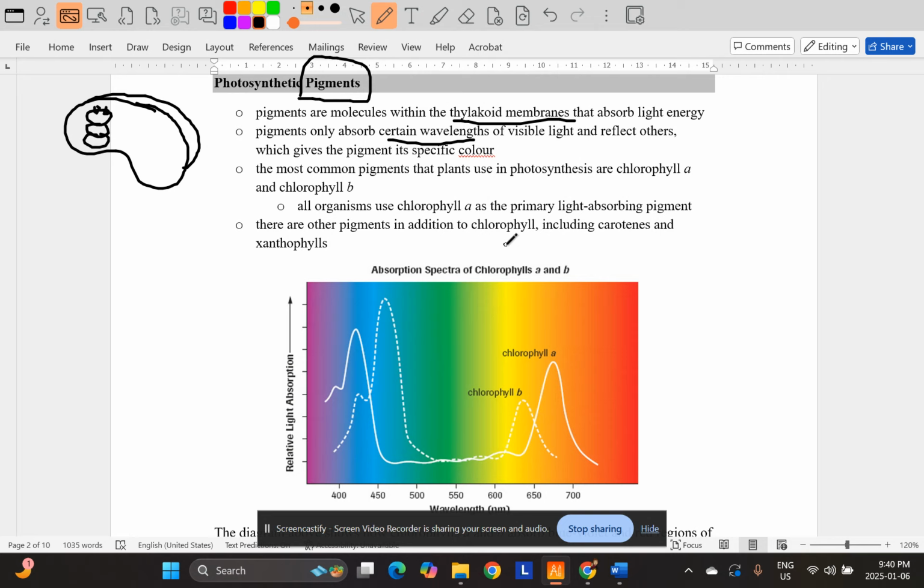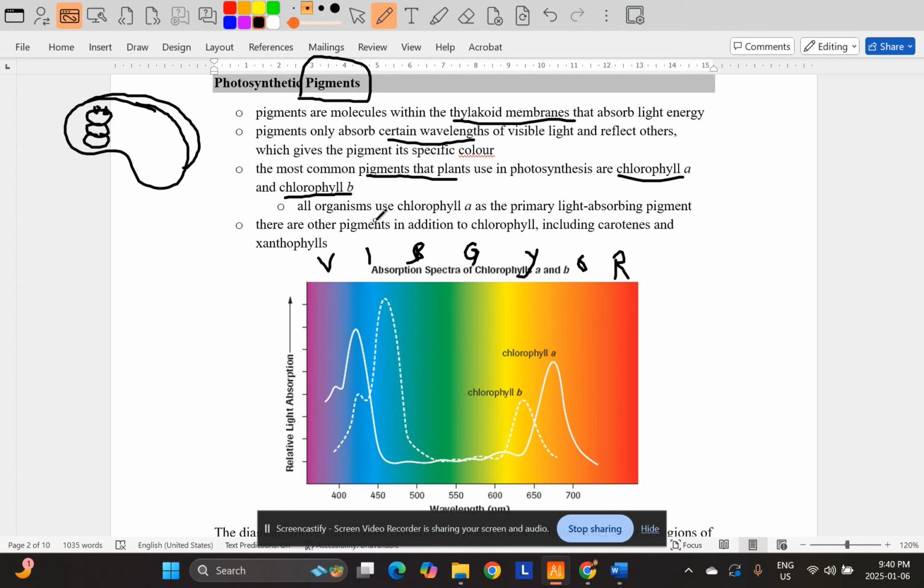So how many of you remember when you learned about the colors of the rainbow, it was Roy G. Biv. So here's red, orange, yellow, green, blue, indigo, and violet. Those are the colors of visible light. And it turns out that the pigments that plants use in photosynthesis are chlorophyll. You've all heard of chlorophyll, but there are two different types of chlorophyll, chlorophyll A and chlorophyll B.